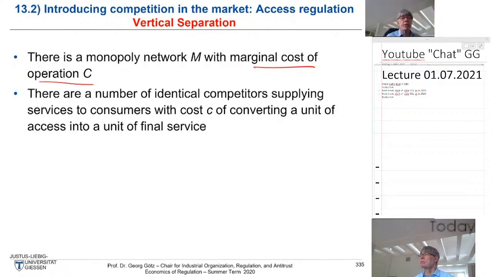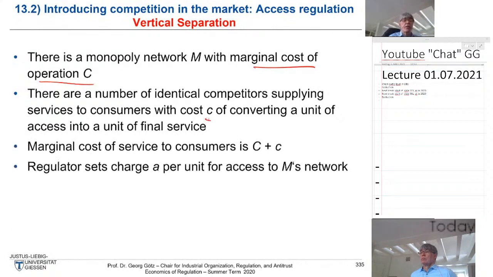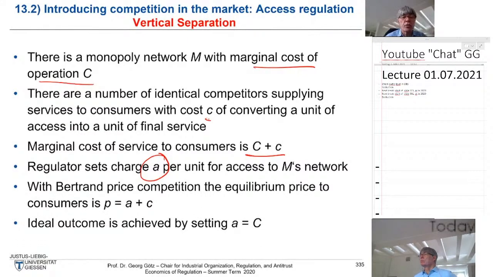UK network operator. They have some marginal cost of operation C, and there are a number of identical competitors supplying services to consumers with some cost small c of converting a unit of access into a unit of final service. So the marginal cost of service to consumers is capital C plus small c, and the regulator sets some access charge A per unit of access to M's network. This unit of access is a more complicated thing. We discussed these track access charges, so this would be just a slot at a certain time for a certain amount of kilometers. With perfect competition among these companies, among these electricity generators or railway companies, we would just get equilibrium price equal to A plus c. And of course, it's rather straightforward here that we simply set A equal to capital C, the cost of the network.